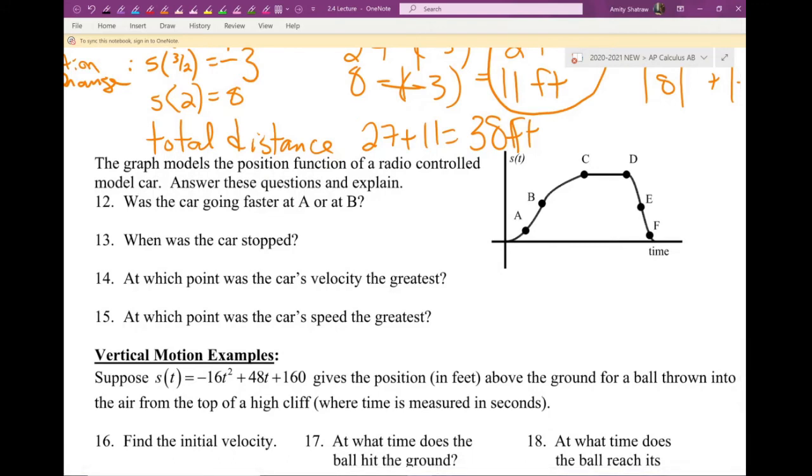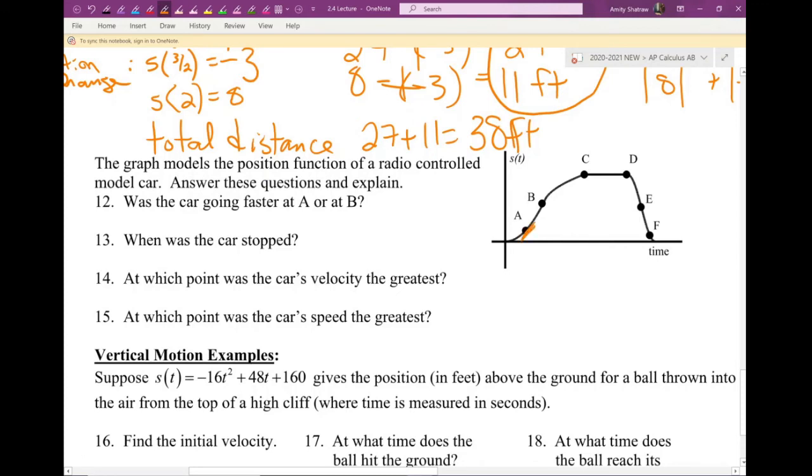Okay, and we're practicing this on Khan Academy, but just to go over it real quick here, it says the graph shows the position function of a radio-controlled model car, and please answer these questions and explain. Was the car going faster at point A, or was it going faster at point B? And when I look at A, I want to talk about how fast it's going. I'm thinking about velocity, and so I'm thinking about the slope.